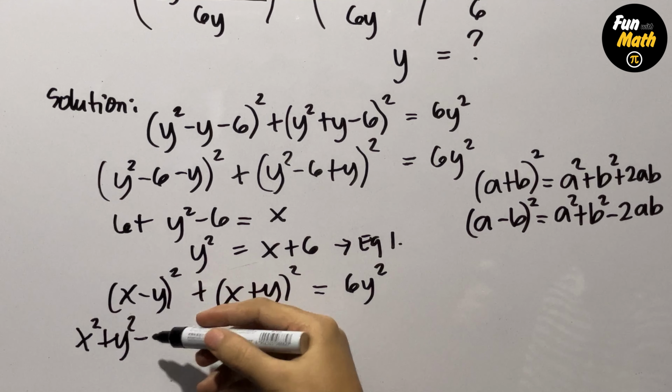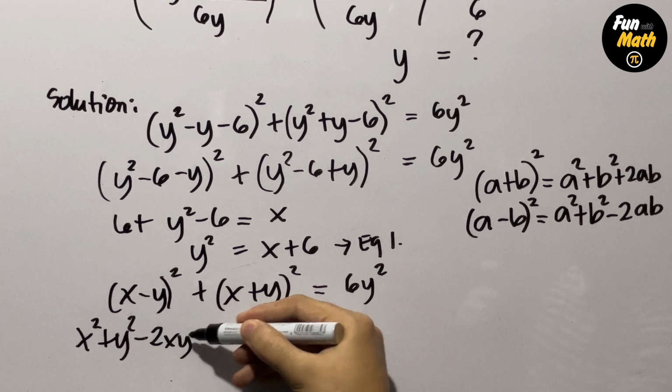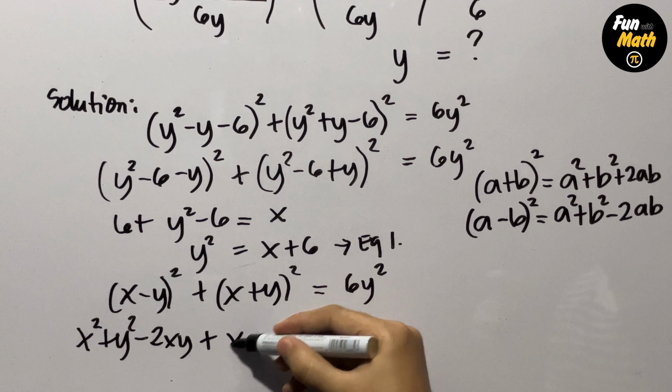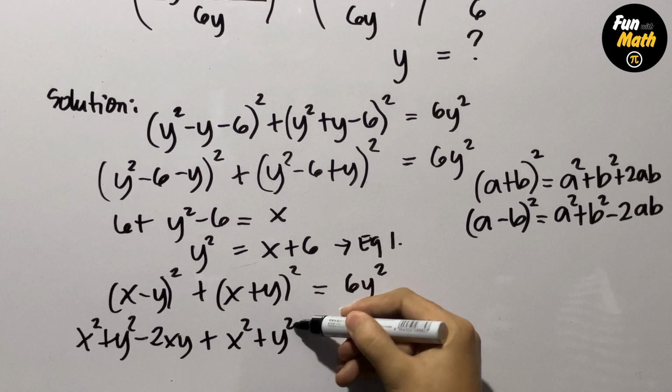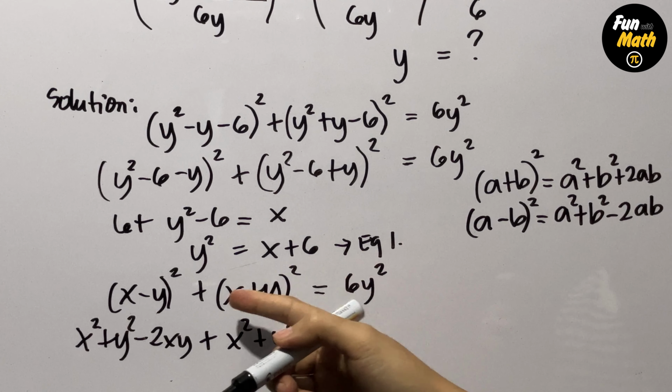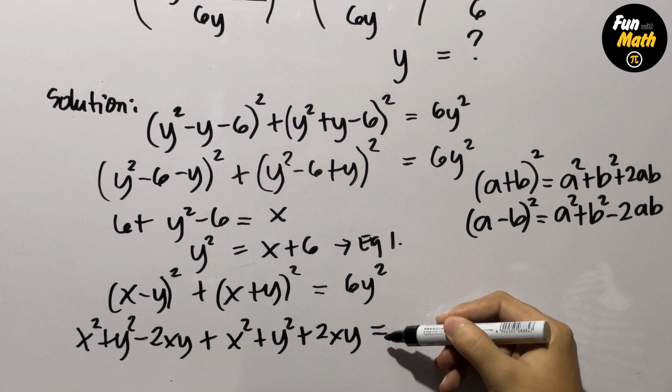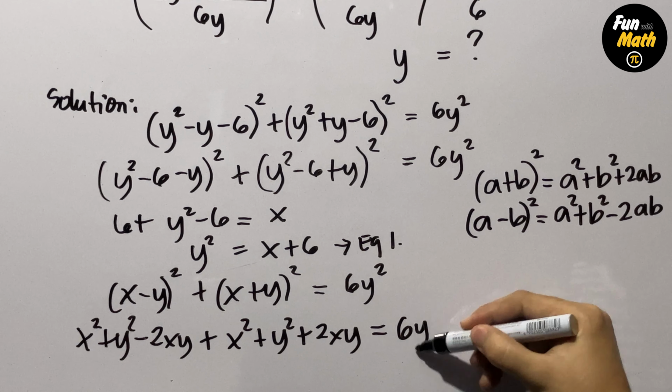So for this, we can write this as x squared plus y squared minus 2 times x times y, that is 2xy, plus here also, that is x squared plus y squared plus 2 times x times y, that is 2xy, is equal to 6y squared.